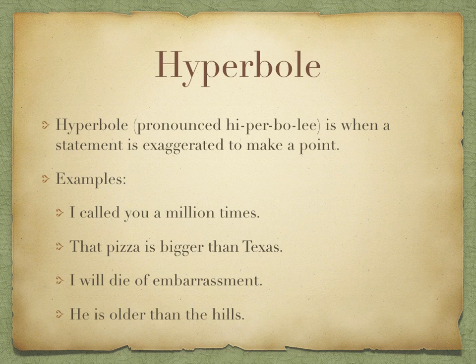So our examples, I called you a million times. I highly doubt that person called you a million times. See, it's exaggerated. The second one, that pizza's bigger than Texas. First of all, if a pizza is bigger than Texas, that's impressive, but it's probably not. So that's definitely an exaggeration. The third one, I will die of embarrassment. No, you will not. I don't think anyone's actually died of embarrassment. And the last one, he is older than the hills. Well, unless he's like Jesse Tuck from Tuck Everlasting, he's probably not older than any hills.